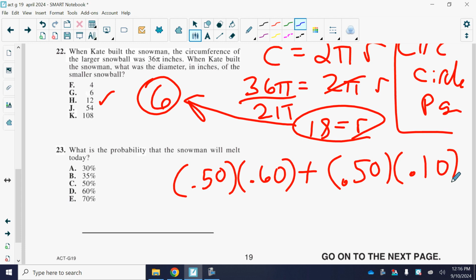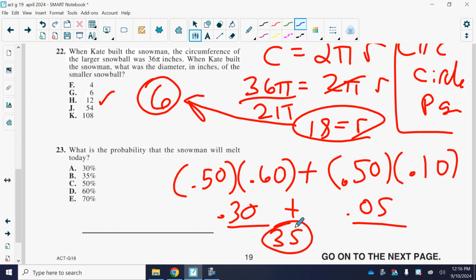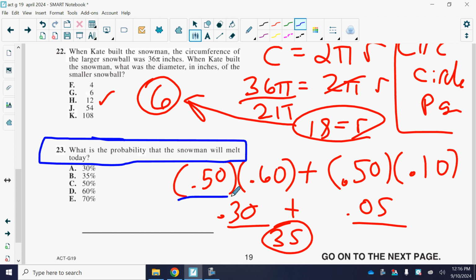So it's 0.5 times 0.6, which is like 30% of the time, and 0.5 times 0.1 is 0.05, or 5% of the time. Add those percentages together, and what do you get? You get 35%. Note that well. They haven't been asking about the snowman all the time, but they're asking the combined probability. This is it raining and melting. This is it not raining and melting. Together, that makes 100% of the time.